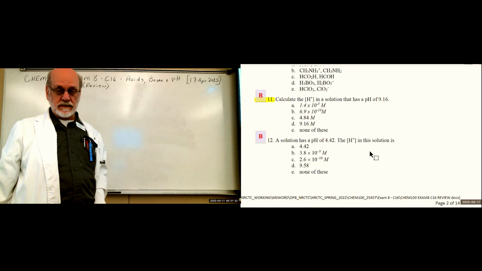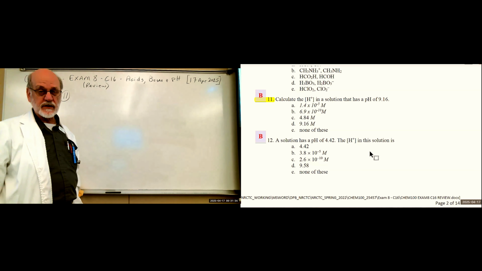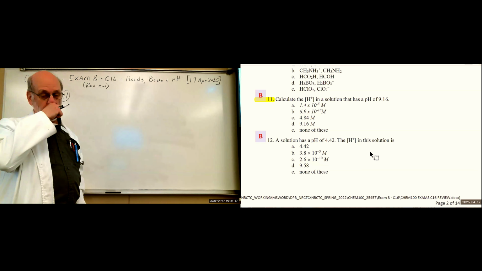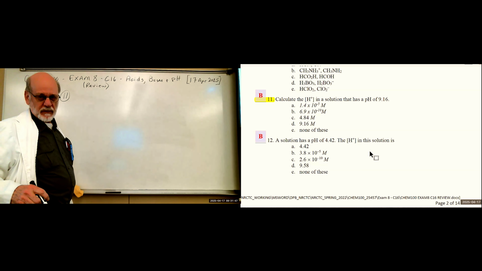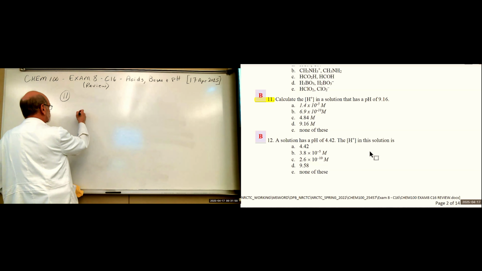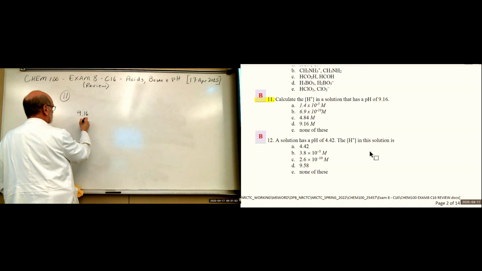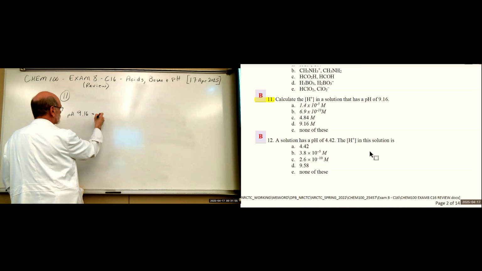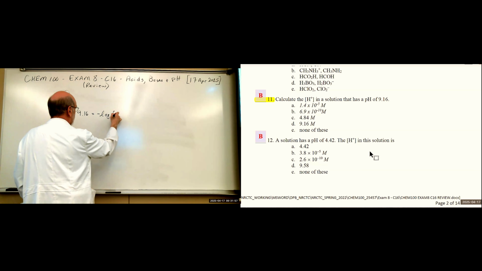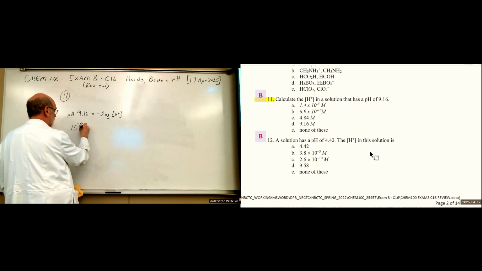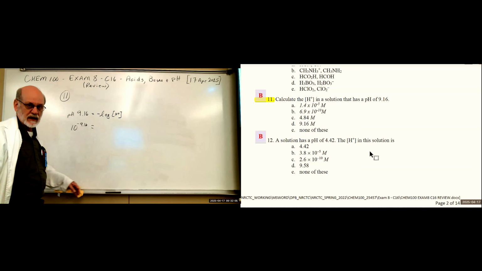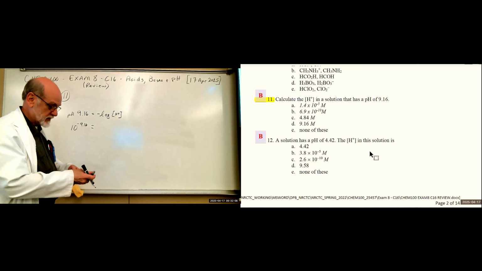Calculate the hydrogen ion concentration in a solution that has a pH of 9.16. We've done one like this before. So if the pH is 9.16, that's equal to the negative log of the hydrogen ion concentration. So what we want is 10 to the minus 9.16. And that should give us our hydrogen ion concentration.